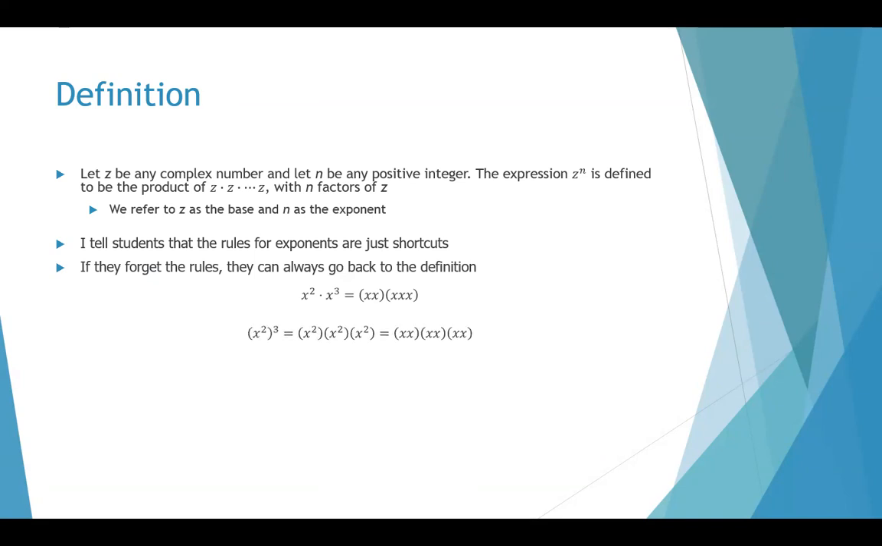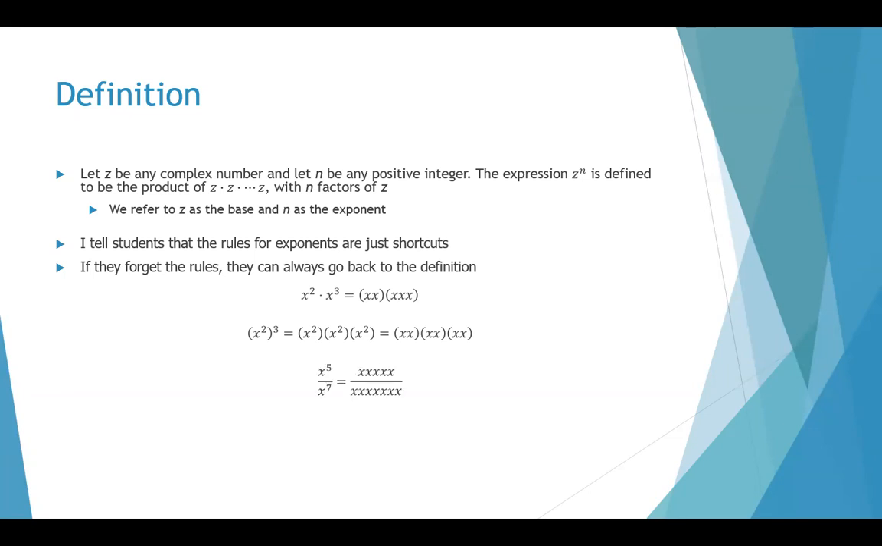So x squared to the 3rd power is really x squared times x squared times x squared, which is really x times x times x times x times x times x. So x to the 6th power. Again, we could have just said x squared raised to the 3rd power is the same as x to the 2 times 3.